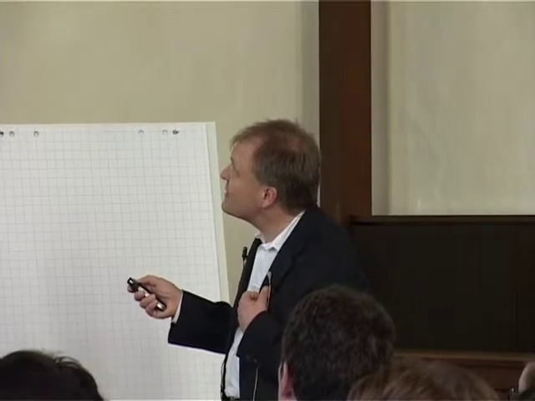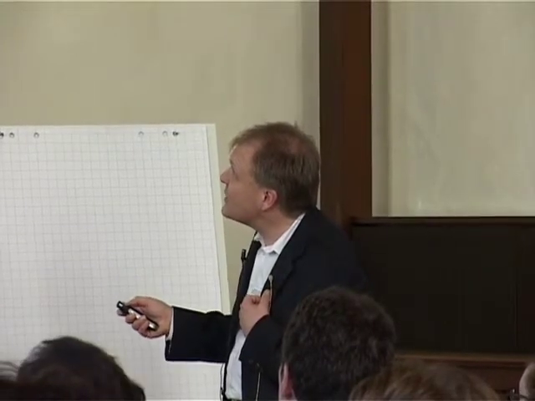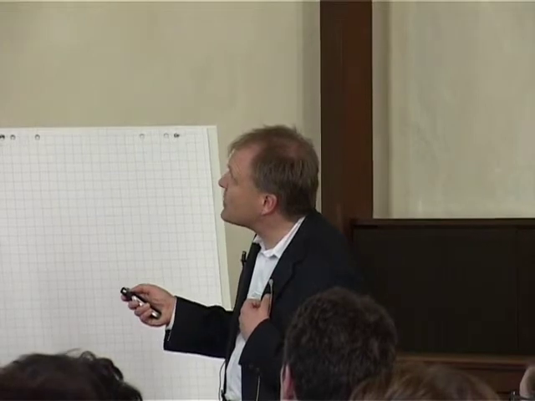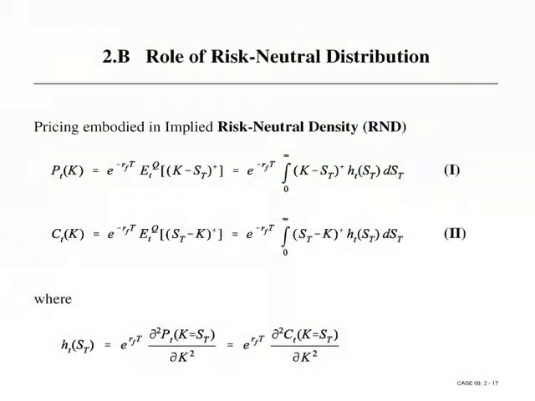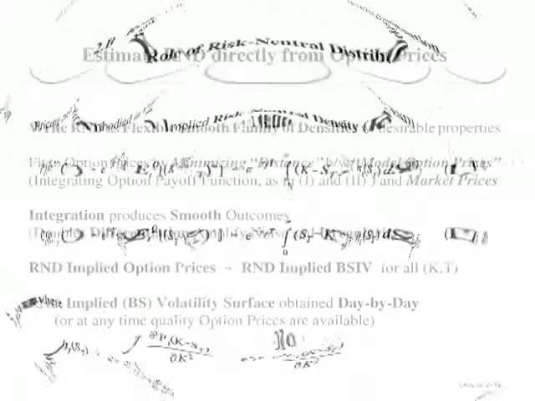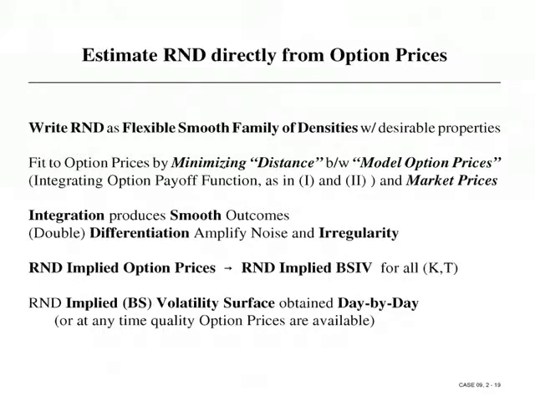How do you do that? Well, you do this integration. So I come up with a proposal density, then I figure out what are the prices, and I see how well I can match the prices that I have with that density to the observed market prices. And I then optimize by changing these risk-neutral densities a little bit, by changing the parameters and the number of densities that are underlying that. Okay, so that's what's happening here. This integration produces smooth outcomes, and instead of doing double differentiation that amplifies noise and irregularity, you get smooth surfaces.